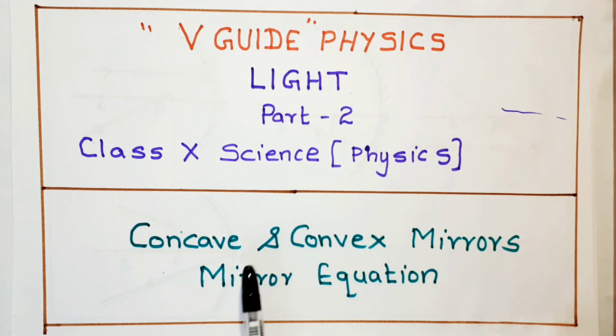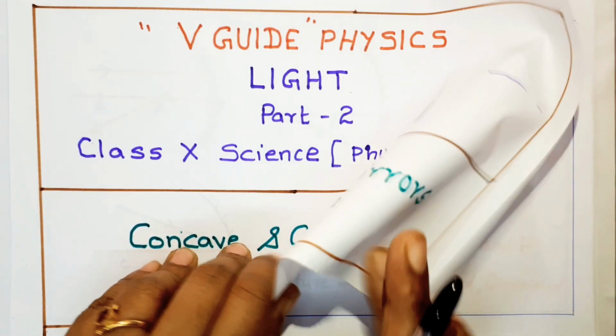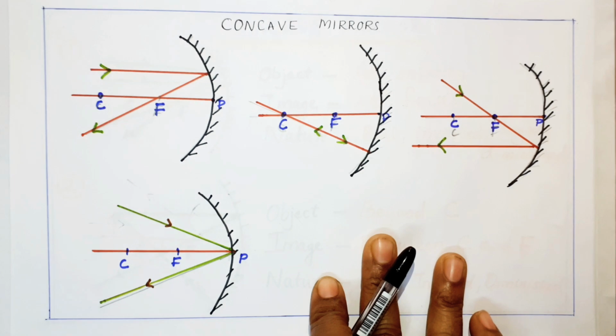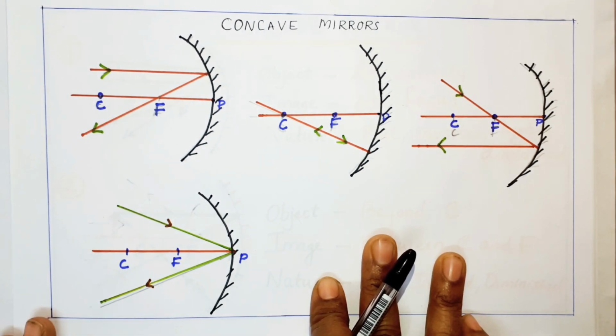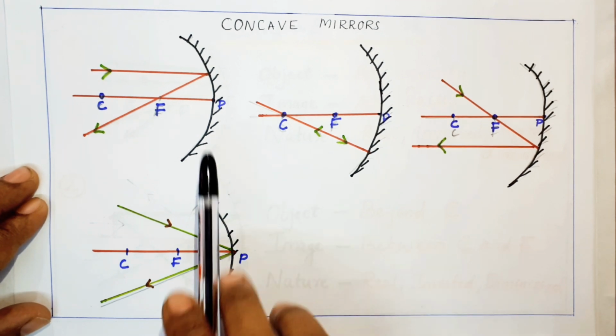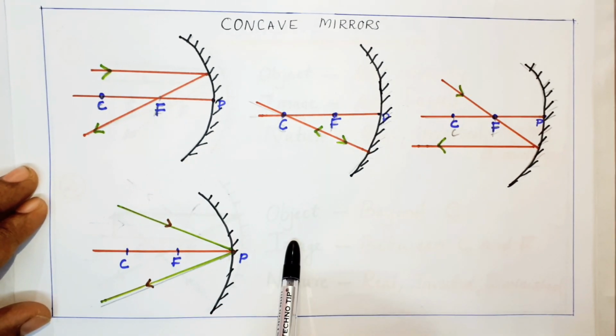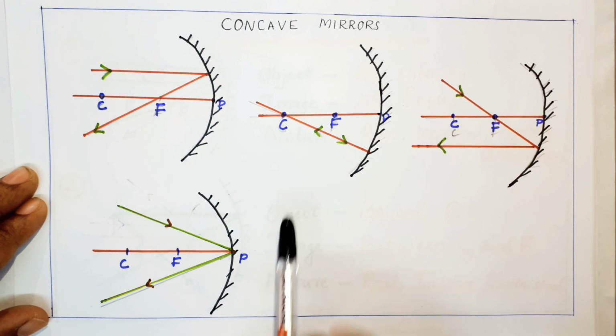In this video, I am explaining about spherical mirrors, that is concave and convex mirrors, and the mirror equation. First I am explaining the ray diagrams of concave mirror. Here I have drawn 4 different diagrams. These are the basic diagrams.